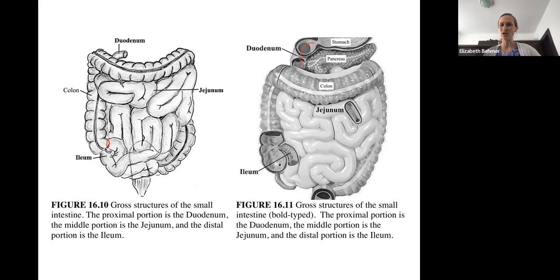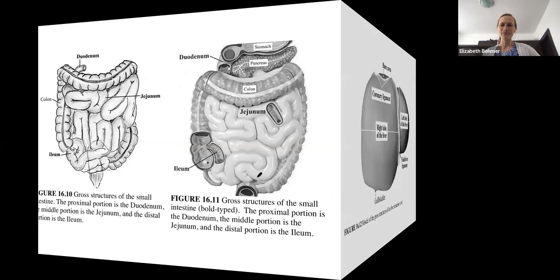So here's your jejunum. The first part of the small intestine is the duodenum. Leading into the jejunum, which is like the upper 2/3 of the small intestine, and then the ileum is the lower third, then leading into the colon.